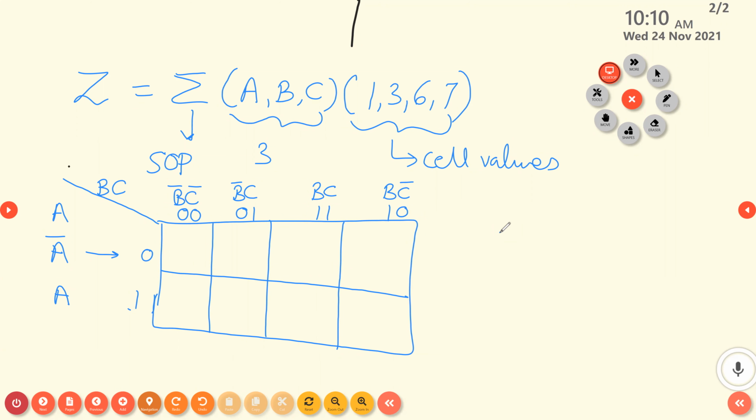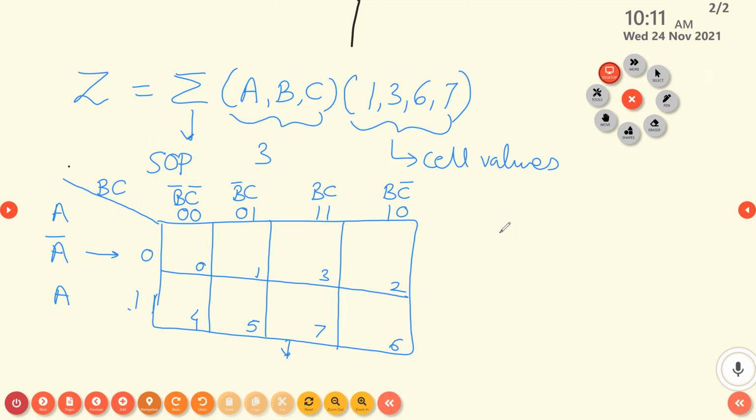Online student, can you see this table? Yes, ma'am. Okay. Now I know the cell values. Can I directly write the cell value at this corner? This is 0, 1, 2, 3, 4, 5, 6, 7. Are you getting how to write? The third column is due to which rule? Cell adjacency. Okay, got it?